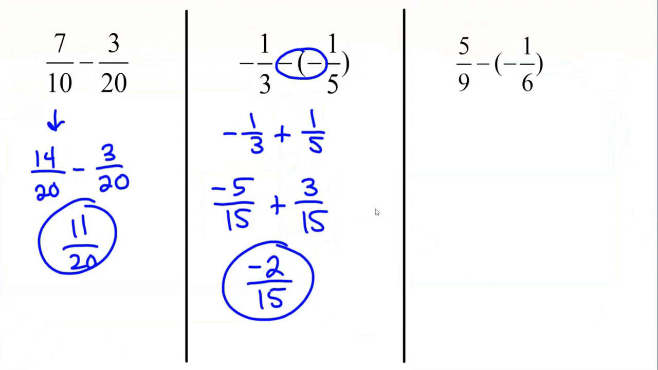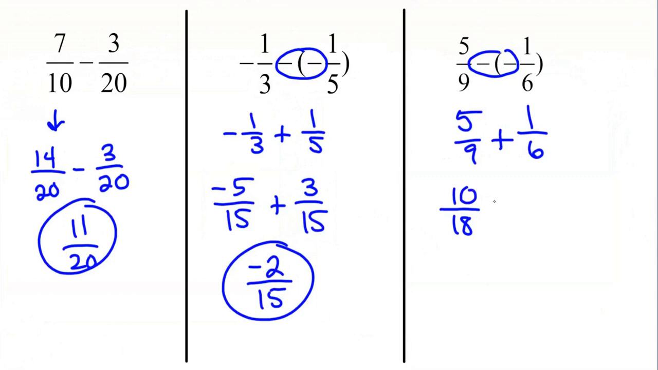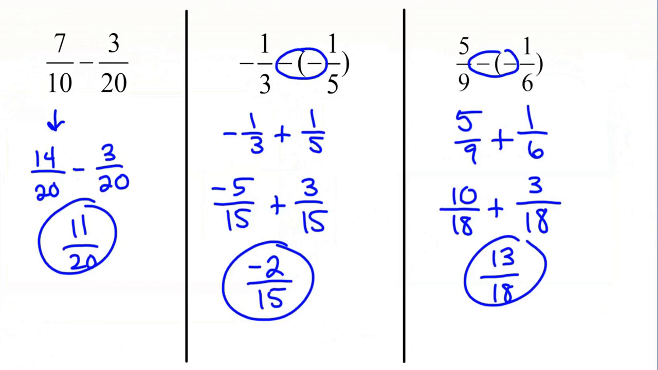And then lastly, 5/9 minus -1/6. Again, I'm taking away a negative. That's like addition. So 5/9 plus 1/6 is what we have. Our least common multiple of 9 and 6 is 18. So 5/9 is 10/18, and 1/6 is 3/18, and 10/18 plus 3/18 is 13/18, and that is in simplest form.